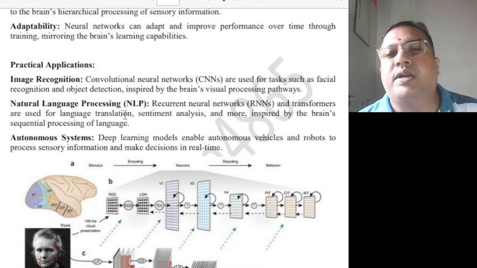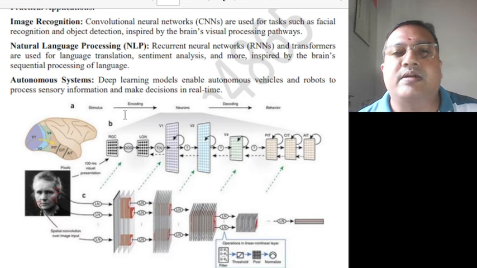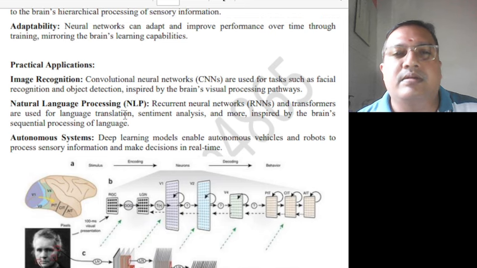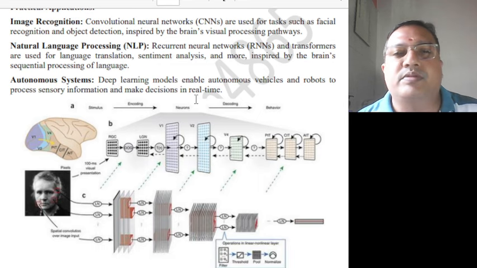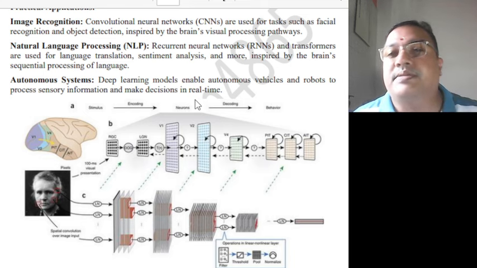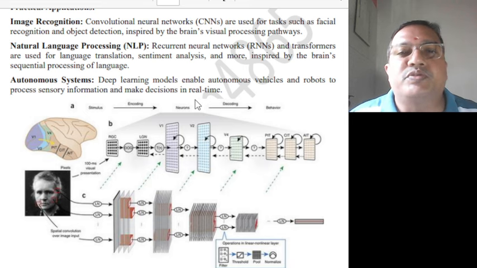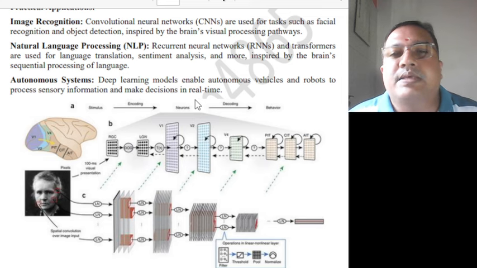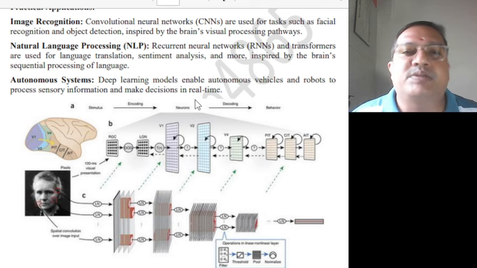Convolutional neural networks, CNNs, are used for tasks such as facial recognition and object detection, inspired by the brain's visual processing pathways. Okay, so in natural language processing, NLP, recurrent neural networks, RNNs, and transformers are used for language translation, sentiment analysis, and more, inspired by the brain's sequential processing of language.